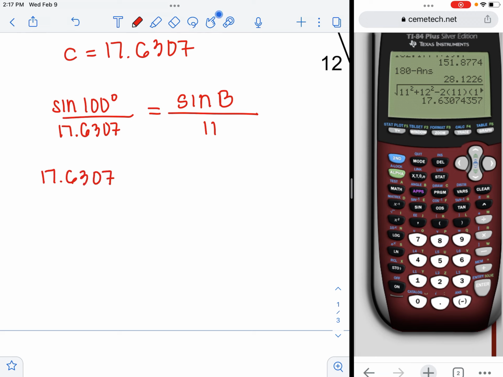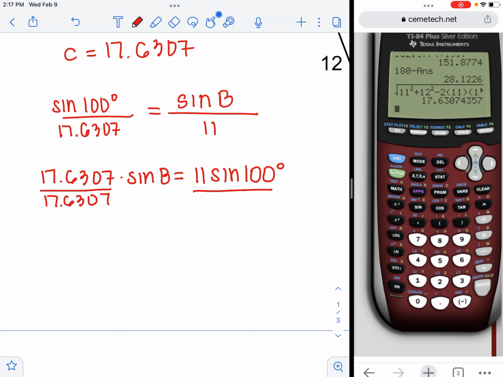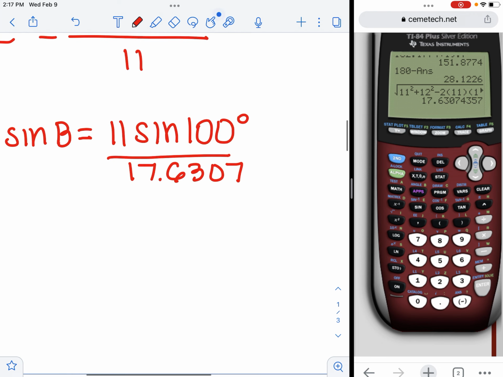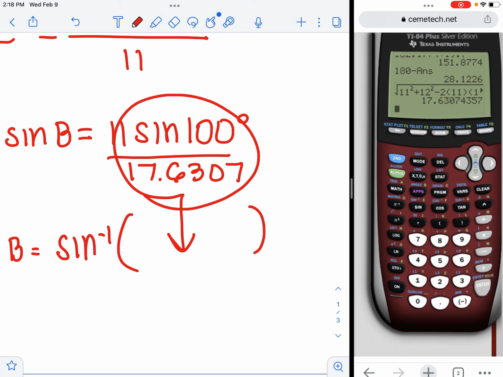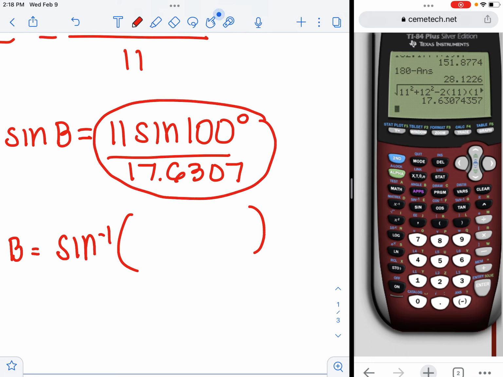So 17.6307 times the sine of angle B is equal to 11 times the sine of 100 degrees. Divide both sides by 17.6307 to get rid of that coefficient. It's gone on this side, left-hand side. I just need to get B by itself, so I'm going to use sine inverse. So B equals sine inverse of this right here. I don't like how I circled it because I can't tell that that's an 11. This right here.